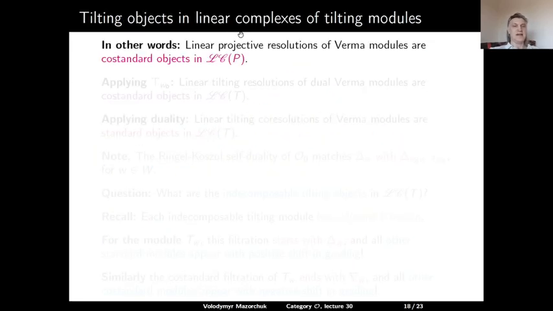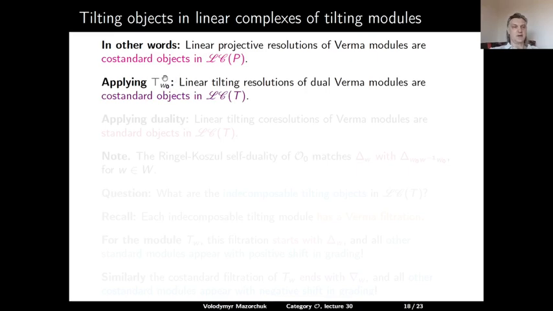In other words, linear projective resolutions of Verma modules are costandard objects in the category of linear complexes of projective modules. So the bounded version of that category is a graded version of O. So it's a category of graded modules over graded quasi-hereditary algebras. It has costandard objects, and these costandard objects are exactly the projective resolutions of Verma modules. Applying the twisting with respect to the longest element, we get that the linear tilting resolutions of dual Verma modules are costandard objects in the category of linear complexes of tilting modules.